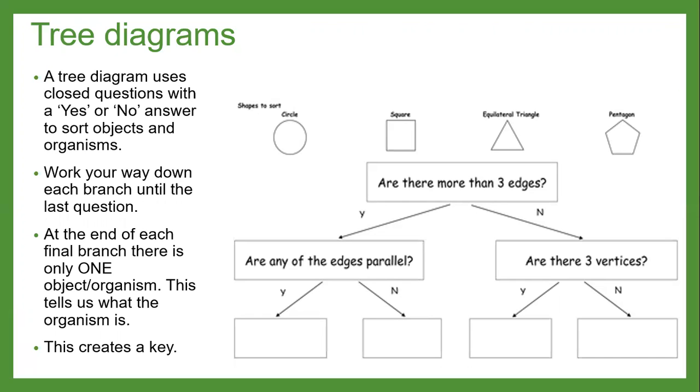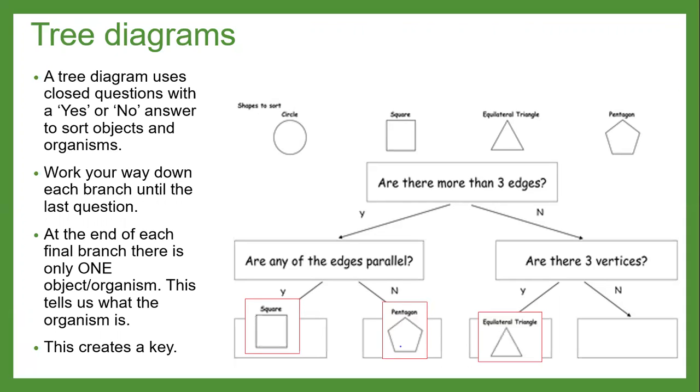Okay, welcome back. Hopefully you've sorted them out and you've got your answers in place. Let's check if they are correct. So in the bottom left, we have the square. In the next one, we have the pentagon. In the third one across, we have the equilateral triangle. And the last one, like we did say, we have the circle. Let's read through the tree diagram, see if we are right.